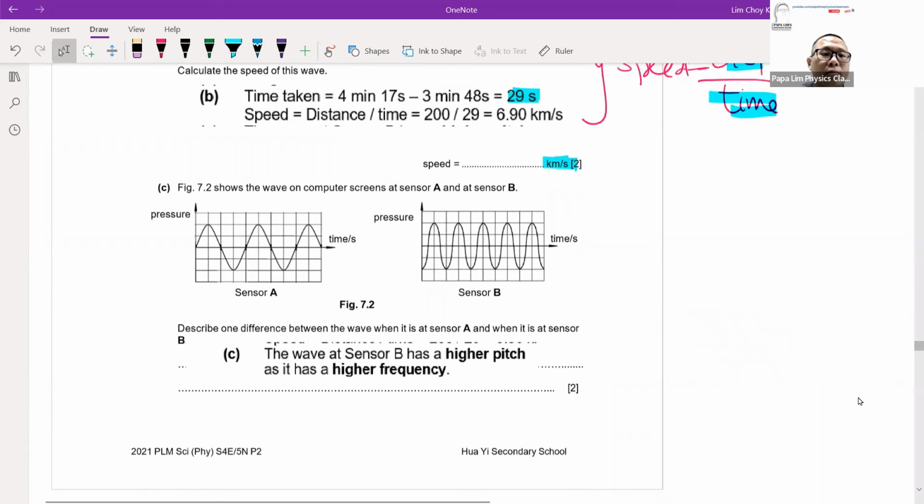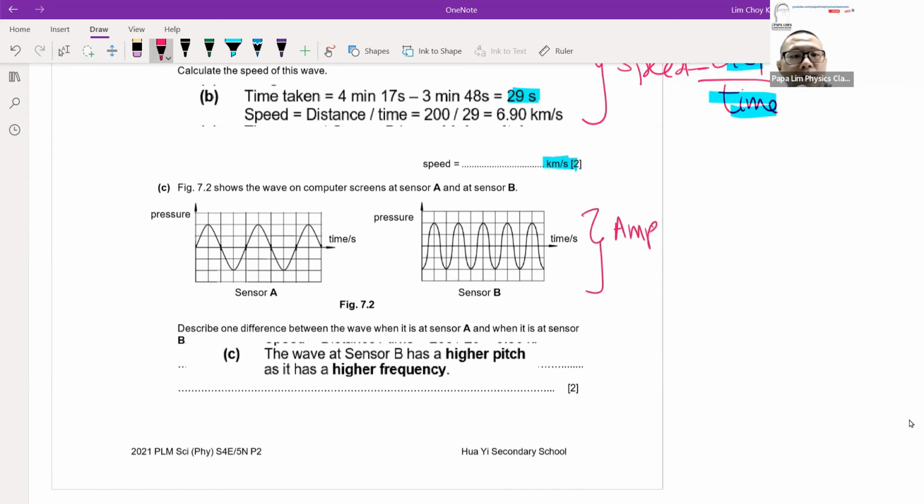Wave motion, take note. Here we are looking at two particular things. We are looking at the amplitude, from the middle, the equilibrium, to the peak. Amplitude here refers to the loudness. The higher the amplitude, the louder the sound.